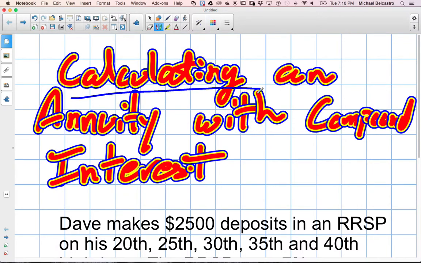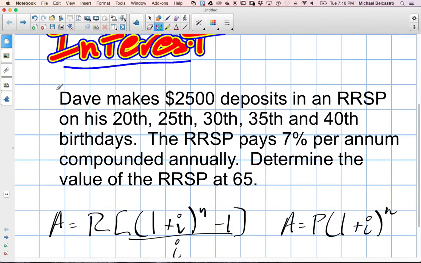Let's look at calculating an annuity, but we're going to do it with compound interest. So we'll talk about that. We'll read our question. Dave makes $2,500 deposits in his RRSP on his 20th, 25th, 30th, 35th, and 40th birthdays. The RRSP gets 7% per annum compounded annually. That's simple enough. We don't have to worry too much about compound periods. Determine the value at the age of 65.